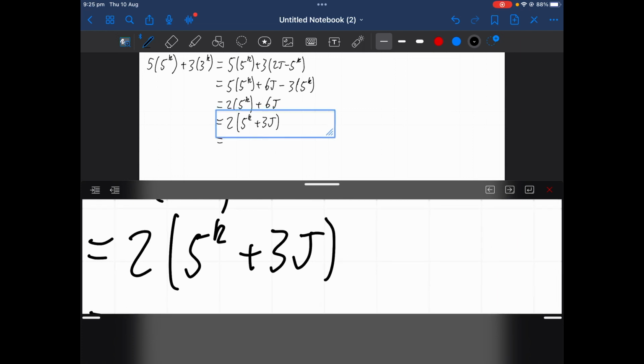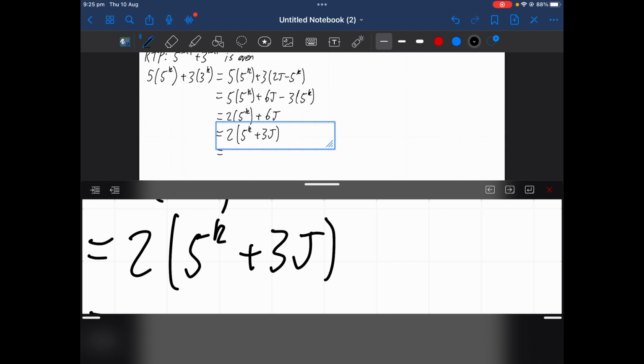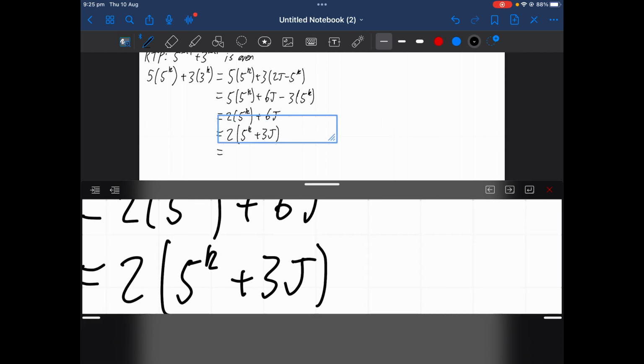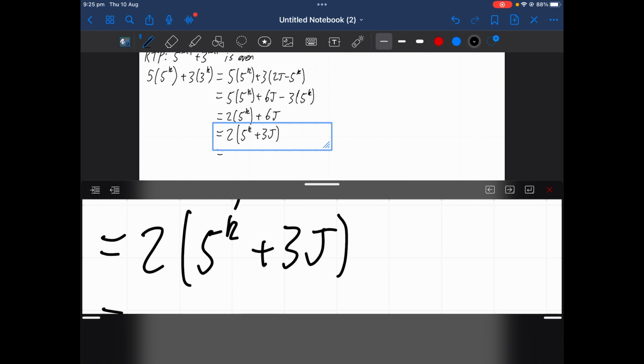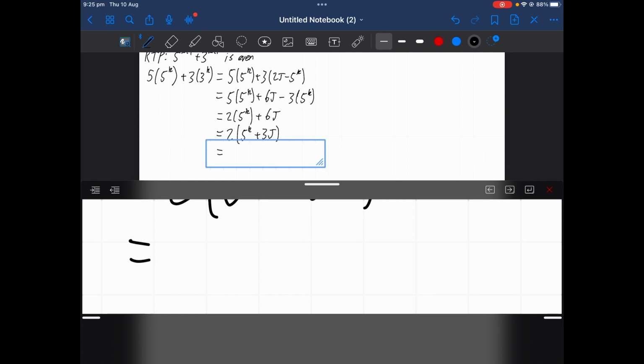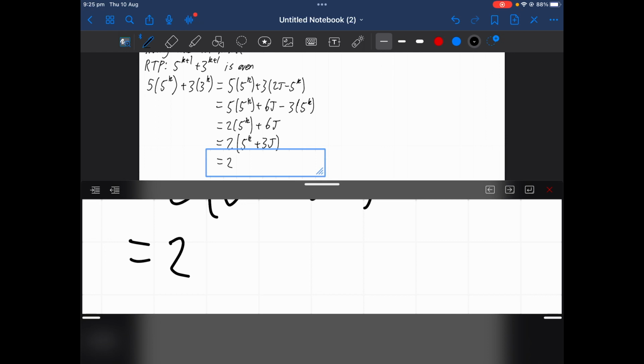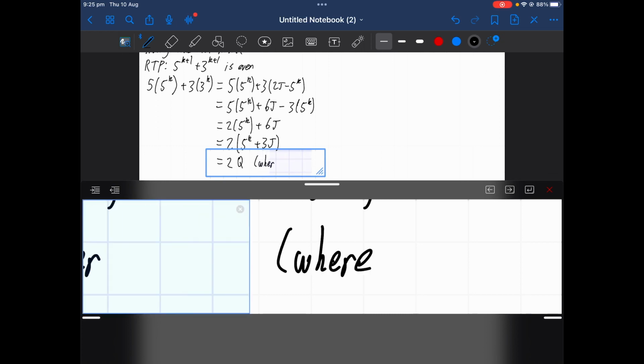Only integers. And then plus 3j, well, we know that j is an integer. Okay? So it's going to be 3 times some integer. Well, that's going to keep it as an integer. Okay? Because 3 is also an integer. And so you're going to get 5^k, which is an integer, and 3j, which is an integer. So you add them together, it's also going to be an integer. So this whole thing in the brackets is an integer. So it's 2 times some integer. So what we're going to say is it's 2 times, and we don't want to use j again because we already used it. So we're just going to use some letter. You can use any letter really. I'm going to use q. And then we also specify where q is an integer.